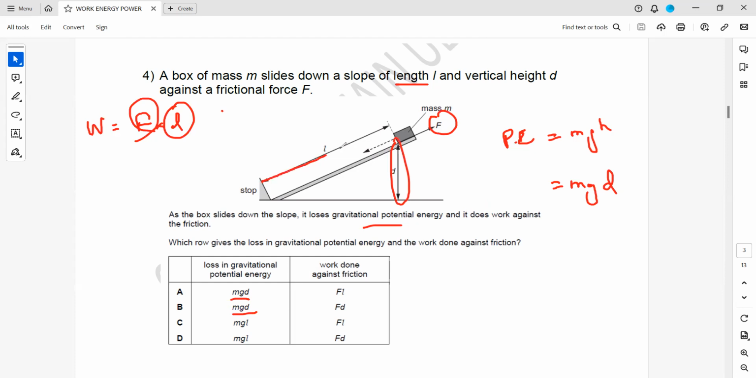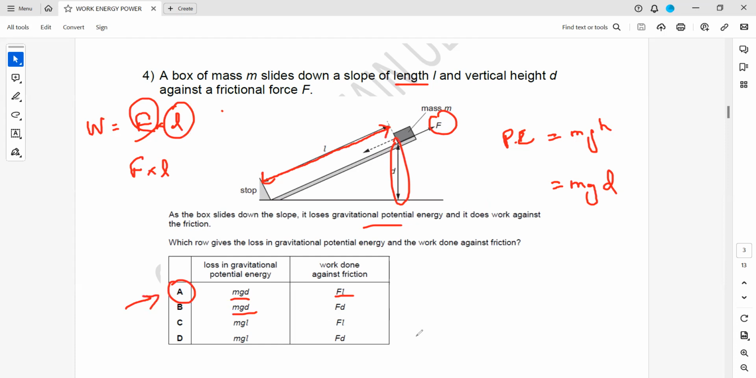So what distance has moved because of this frictional force, or what force is opposing this distance? That is L. So what is the work done? The work done will be F into L. So F into L, that's why A will be the right answer.